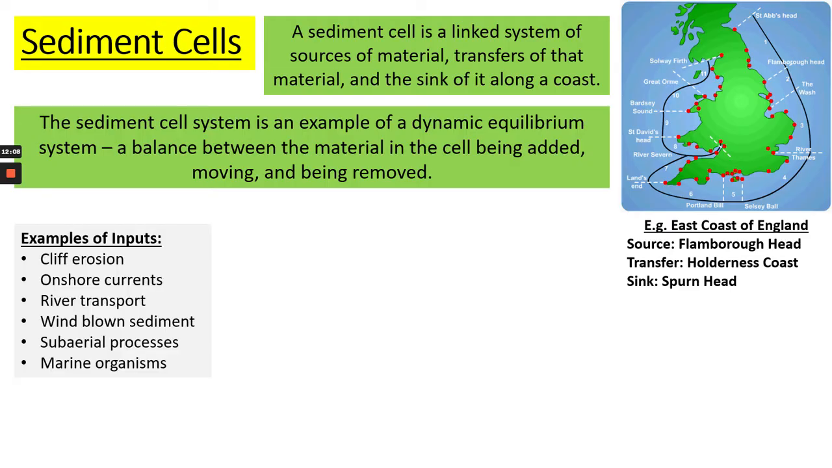Now, what are inputs? Inputs include cliff erosion, onshore currents, river transport, wind-blown sediment, subaerial processes like mass movement, and marine organisms. Inputs are all things that add sediment to the area. So cliffs erode, the sediment from the cliff goes into that area. We know that the sea and rivers transport sediment to an area. All of these things put sediment into the cell.